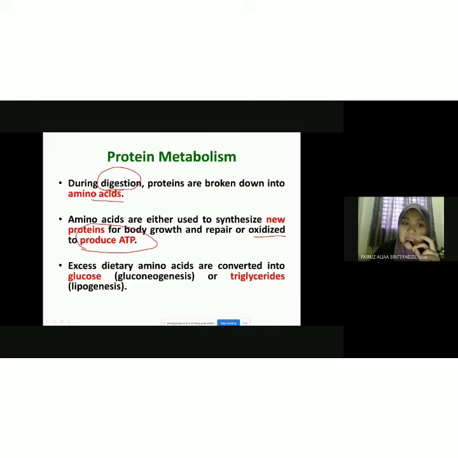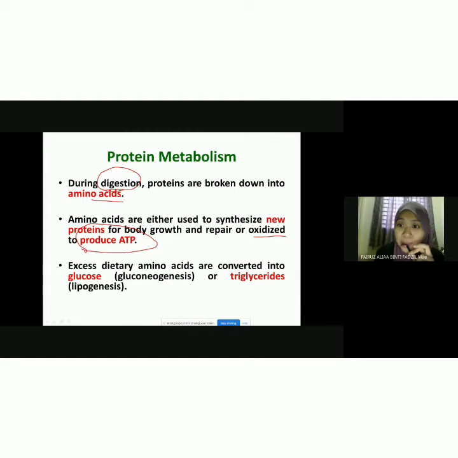You guys remember about cellular respiration, right? What is the purpose of cellular respiration? To produce ATP, right? So we learned that cells use glucose to produce ATP, isn't it?